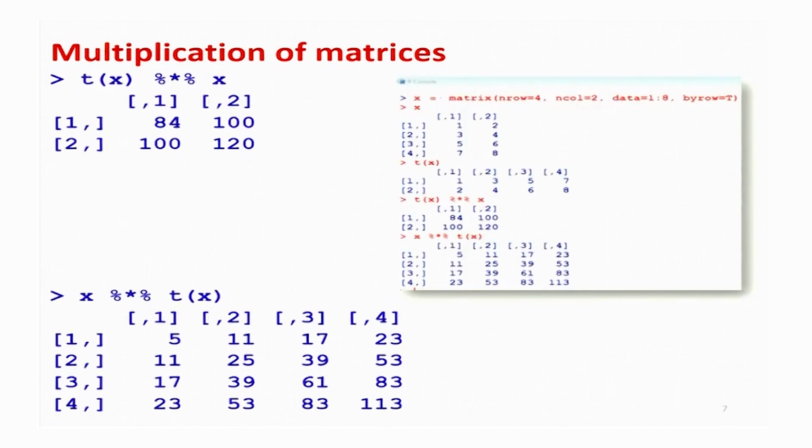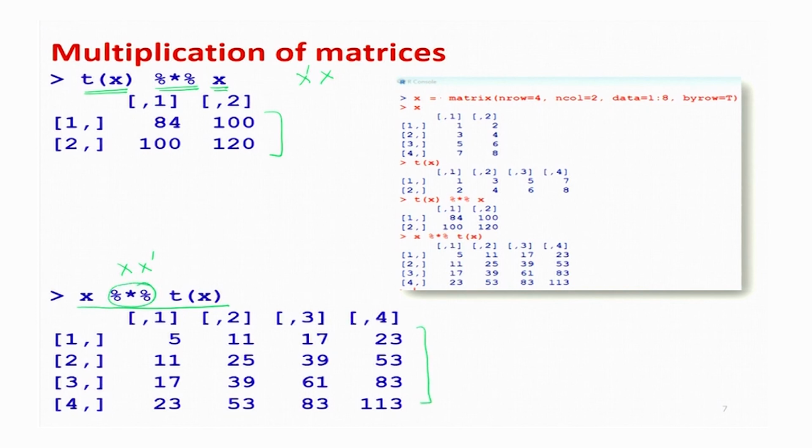Now, in case you want to multiply transpose of X into X like this, then the first option is that you simply write transpose of X, matrix multiplication, and X, and you will get this outcome. And similarly, if you want to multiply X into X transpose, then you can write X, matrix multiplication operator, transpose of X, and you will get this outcome.